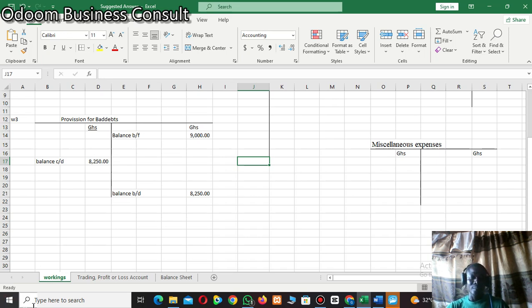You might get some of the figures wrong if you don't do workings. Now let me also emphasize that there are so many ways to present a trading profit and loss account for a sole trader. I will not say that this is the utmost solution, but this is one of the best ways to present a final account for a sole trader.